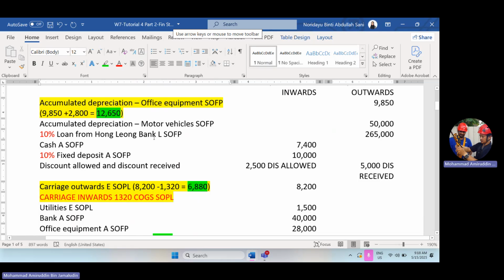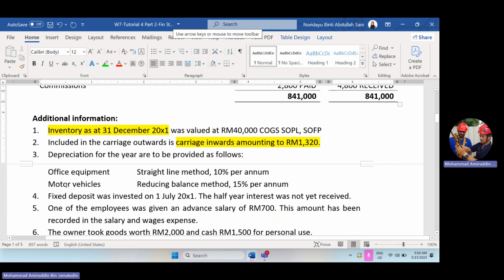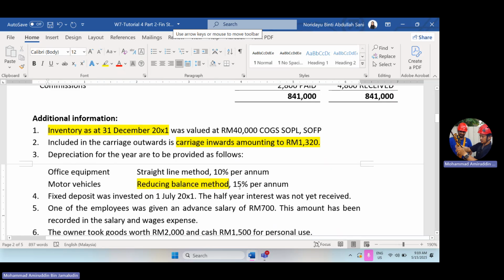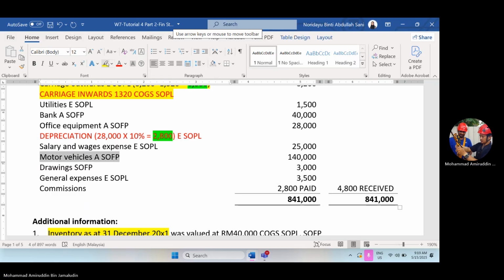Okay, follow? Now we move to the next depreciation for motor vehicles. We need to use the reducing balance method. Be careful for this one, guys, different method. We have 15% as the rate. So find your cost of motor vehicles. It is here. Okay, so we have 140,000.